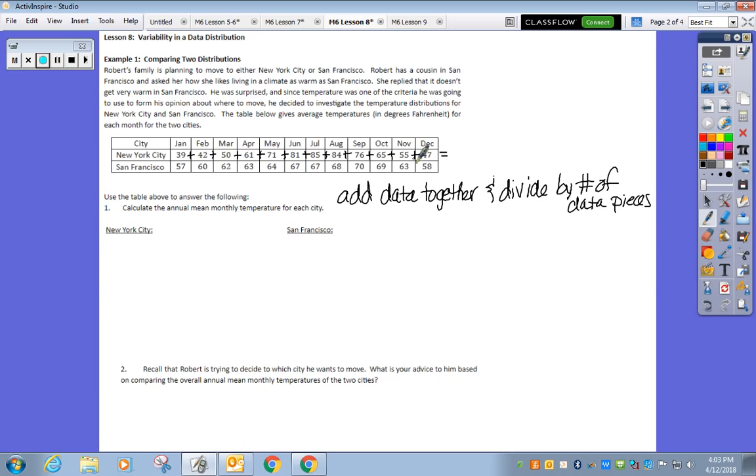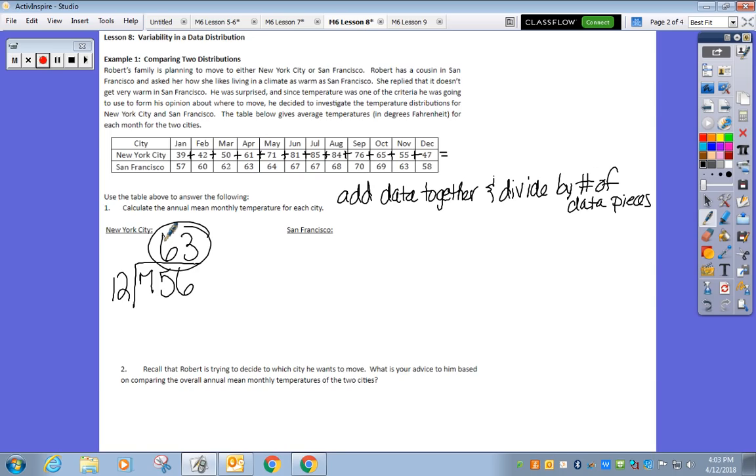If I were adding all of those across, I would get a total of 756. And then I would divide by the number of numbers that I added together. And if you know how many months are in a year, you would be dividing by 12. So when I divide by 12, I get 63 degrees as an average annual temperature.